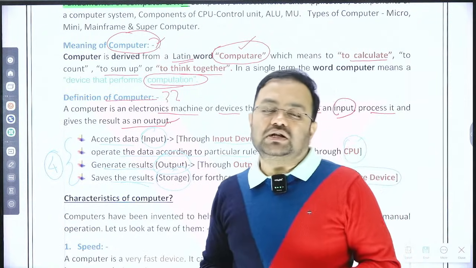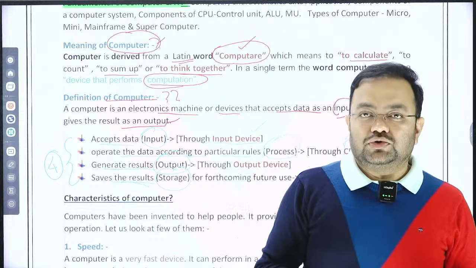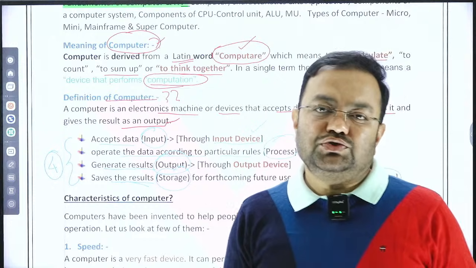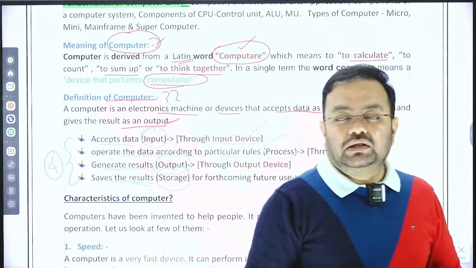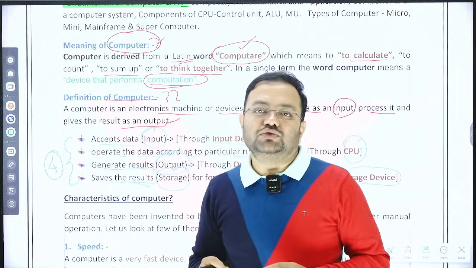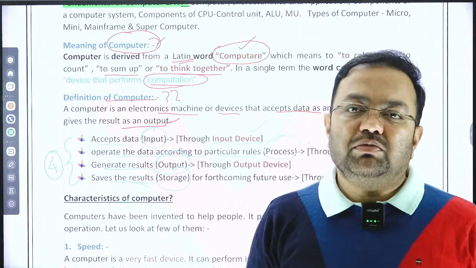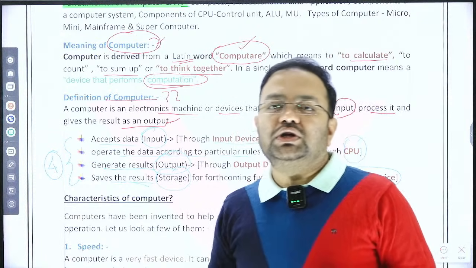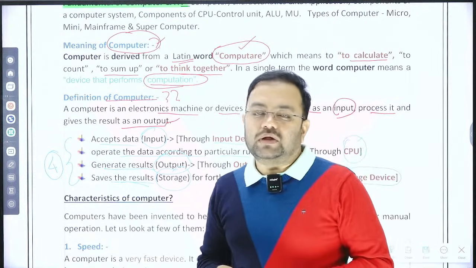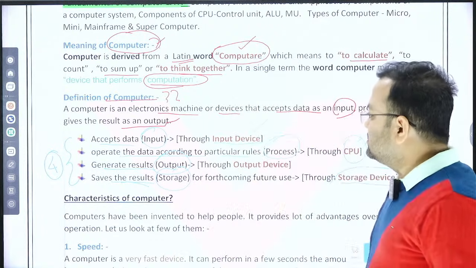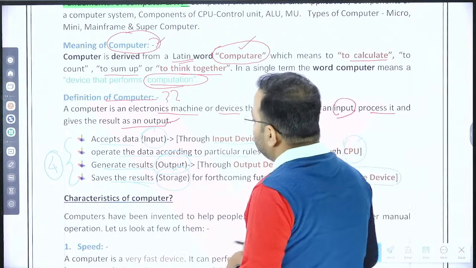Input, the devices that are connected to access the data. Process, the device that is CPU, basically it is the brain of the computer system that is used to process the data. And third is output device, the devices that are used to produce the results. And fourth is the storage device, the memory that is used to store the results for a long period of time, so that whenever it is necessary we can access the data. Okay, so this is the 4 important basic functionality.